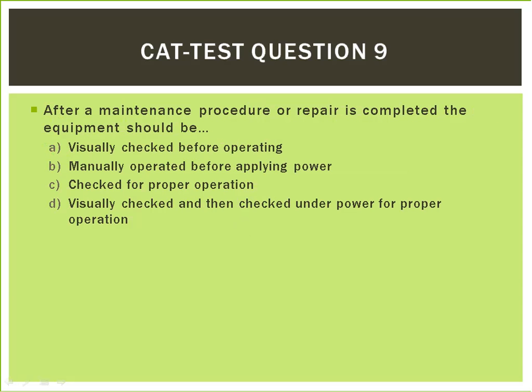CAT test question number 9. After a maintenance procedure or repair is completed, the equipment should be: A, visually checked before operating; B, manually operated before applying power; C, checked for proper operation; or D, visually checked and then checked under power for proper operation. Answer D is the best answer here because it combines both answers A and C. Answer B is not correct because not every device will be able to be manually operated before applying power.